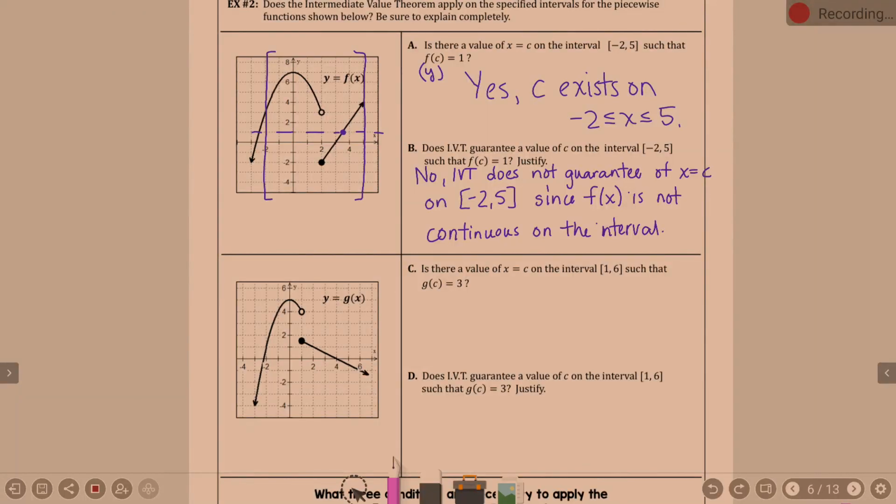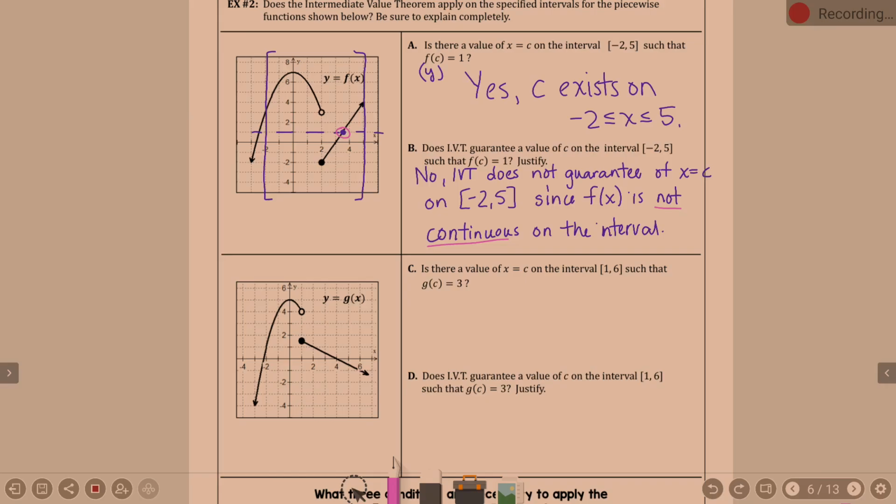Okay, we left off on example 2, yes? On A, we had looked at a graph. They first asked us if this specific value, is there a value of x equals c on the given interval of -2 to 5? So is there a place where f of c equals 1? And we said yes. Right here, there's a y value of 1. It exists, but does IVT guarantee it exists? And we had to say no because it's not continuous, because at 2 there is a jump discontinuity.